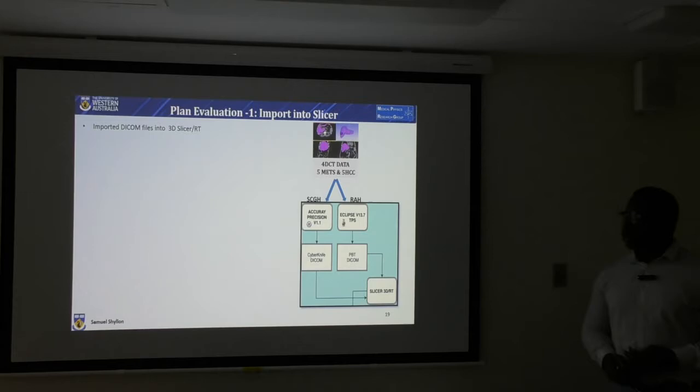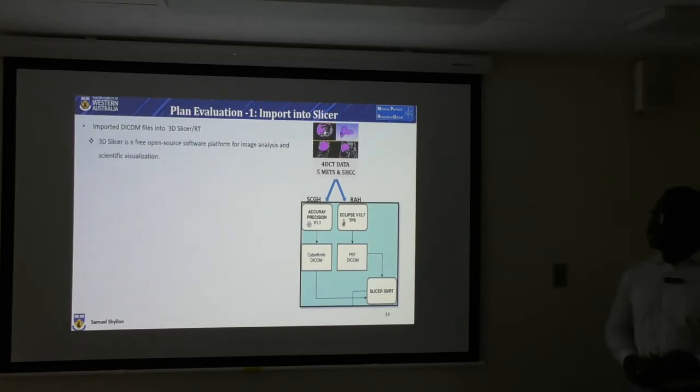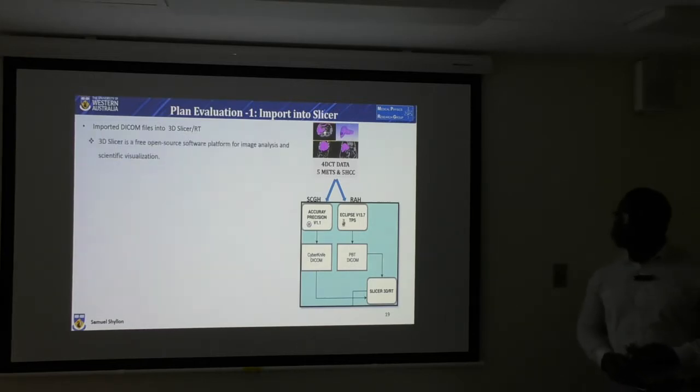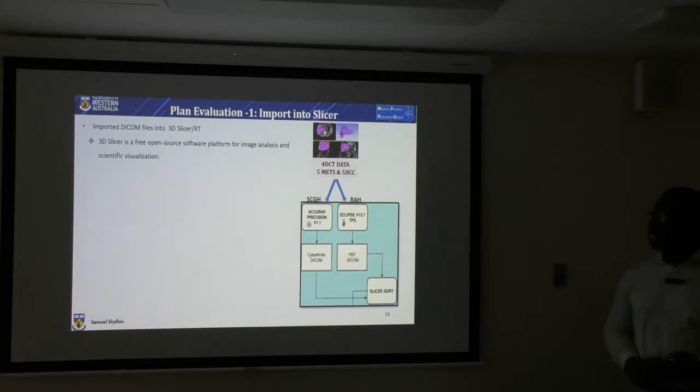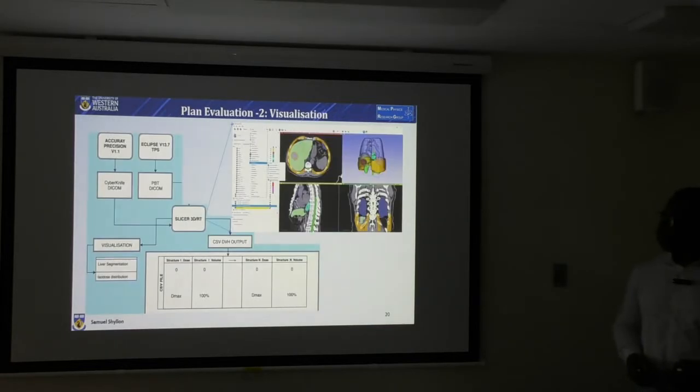Once the plans were created, they were imported into 3D Slicer, which is a free open source platform for image analysis and scientific visualization. The addition of the radiotherapy extension allows plans from multiple sources to be imported into Slicer for visualization, analysis, comparison, and processing. So within the Slicer environment, the structures are visualized, the dose is visualized, and a CSV file containing the raw dose volume histogram data is generated.